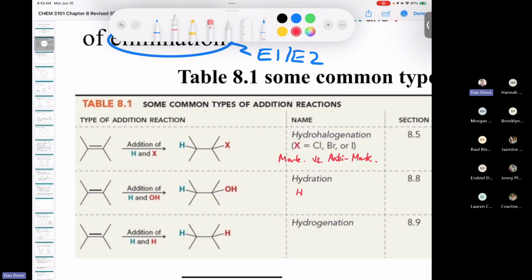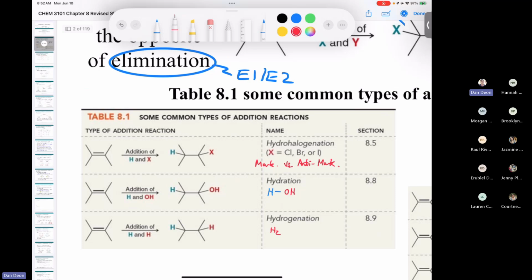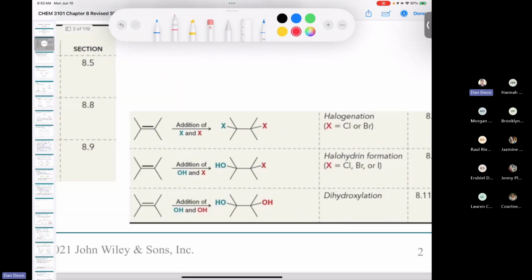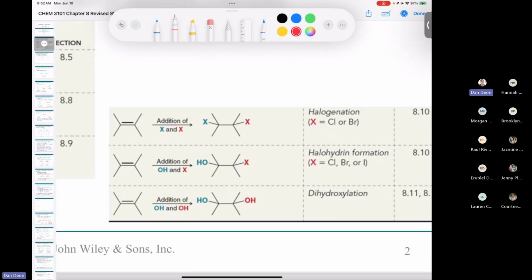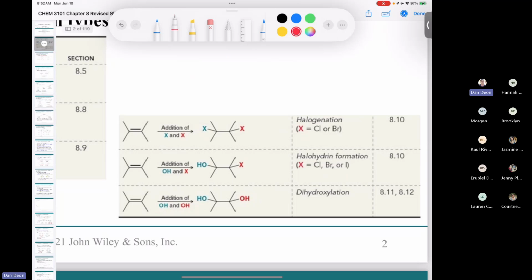That's also going to come up in the section on hydration, which is where we're just adding H2O to a molecule, but you can think about it as adding a hydrogen atom and a hydroxyl group like this. You can think of a water molecule like that. The next one is hydrogenation. This is where we add H2 to a molecule, so hydrogen gas. The next one is halogenation. This is where we add either Cl2 or Br2 to our molecule.